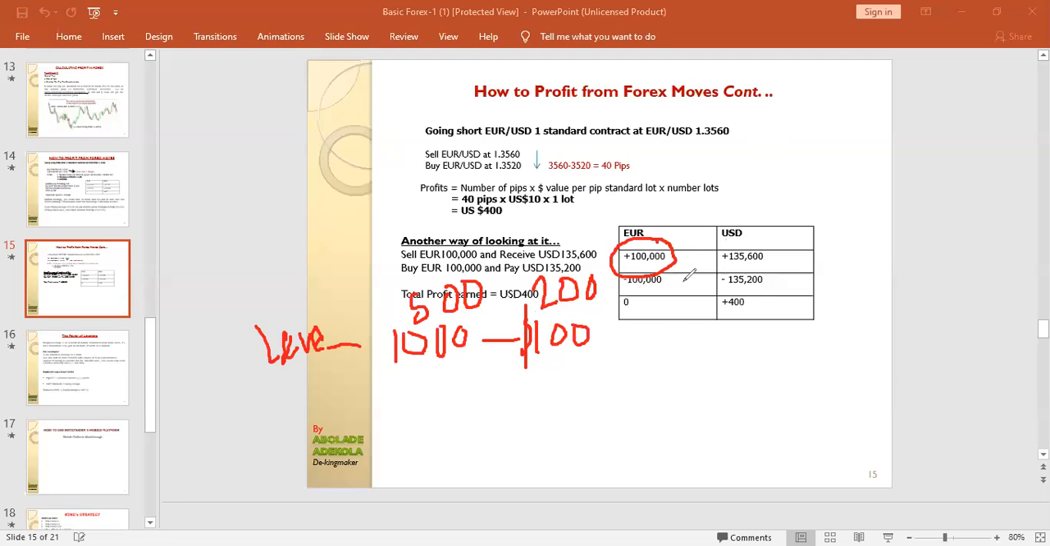So that is the reason why we can make good profits with a deposit of $1,000. For you to trade one full lot, you need to deposit $1,000 if you are using the leverage of 1 to 100. Are you with me? If you are using the leverage of 1 to 100, your minimum deposit is going to be $1,000, if you want to trade one full lot.